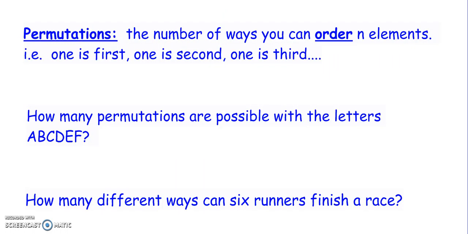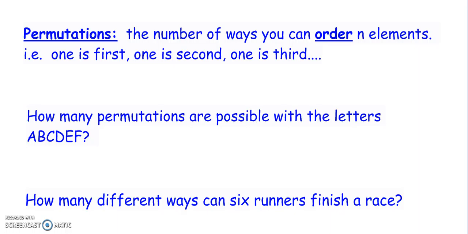Okay, so in the next few slides, you're going to hear me refer to the word permutations. And a permutation is a fancy way for how many different ways can you order elements. So finishing a race is one way to put in order. Electing a president, a vice president, a secretary, and a treasurer, those are a very specific order. Here, sometimes even like this first question, how many permutations are possible with the letters A, B, C, D, E, F?